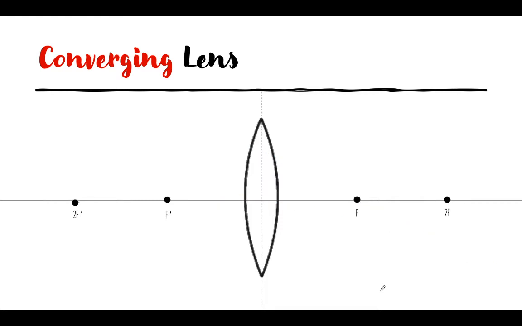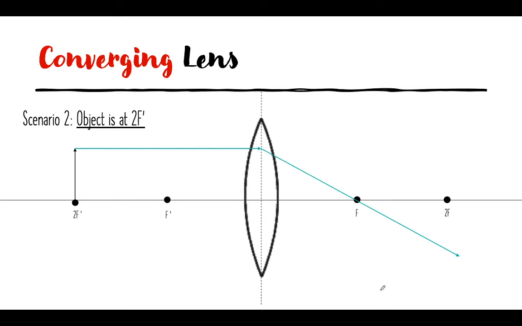Let's look at scenario number 2. In scenario number 2, the object is at 2F prime. So I'm going to draw my arrow right on there. And my two sets of lines are exactly the same. So I'm starting at the top of my object, moving towards the dotted line, and then it's moving towards F on the other side. Same for the second line here, starting at the top of the object, moving towards the optical center, and then going on. So those two lines happen to meet exactly at 2F.